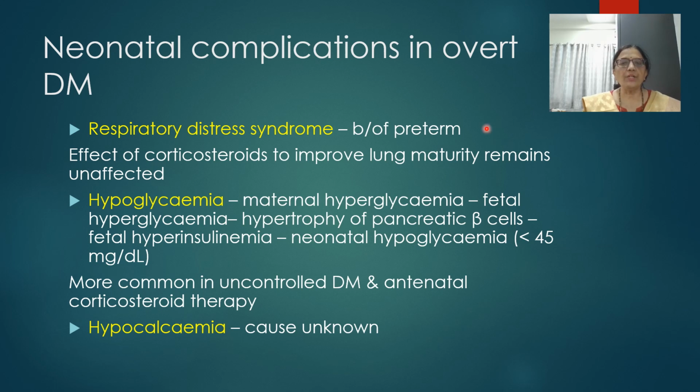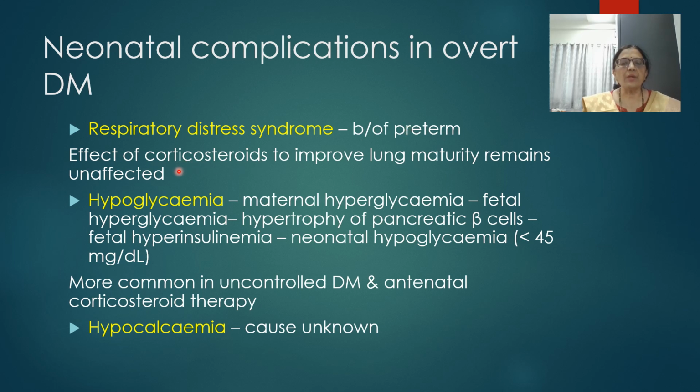What are the neonatal complications? Respiratory distress syndrome is a complication which is mostly because of the effect of preterm delivery. As we have already seen, preterm delivery in more than 60% of the cases is indicated because of the associated complications, such as uncontrolled diabetes with preeclampsia, or some abnormal fetal antepartum surveillance testing. So many times this is an indicated preterm.